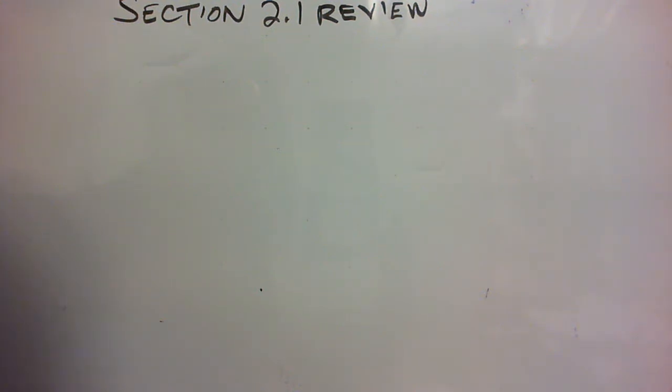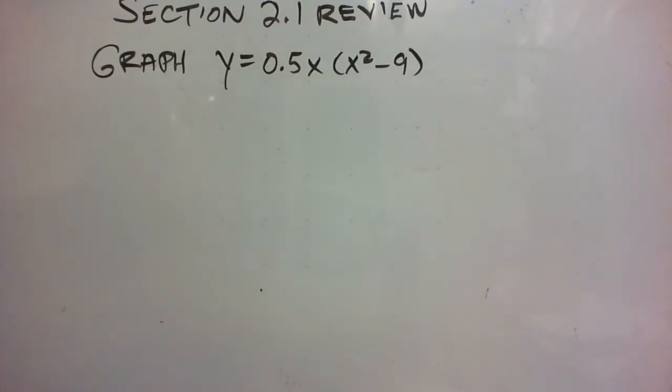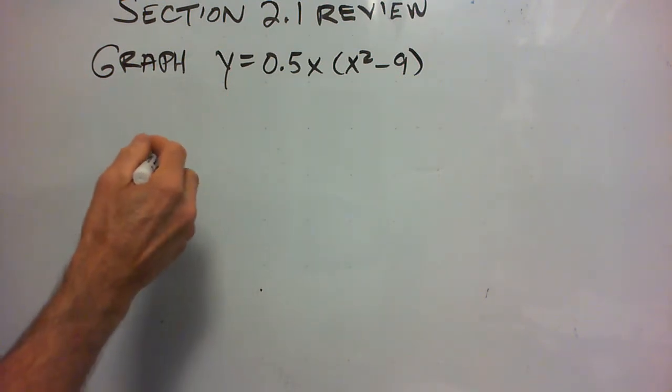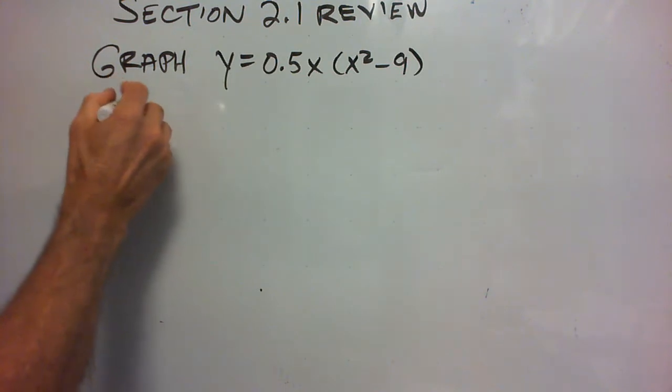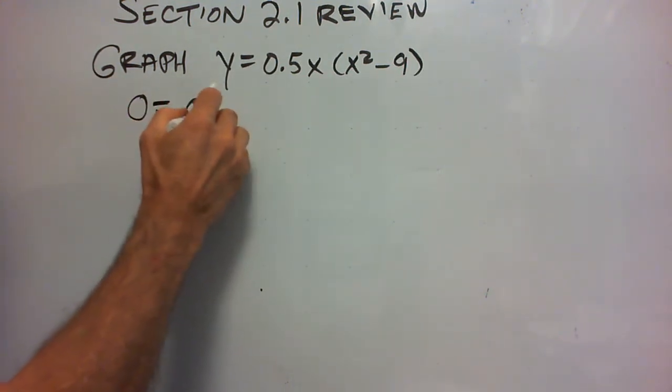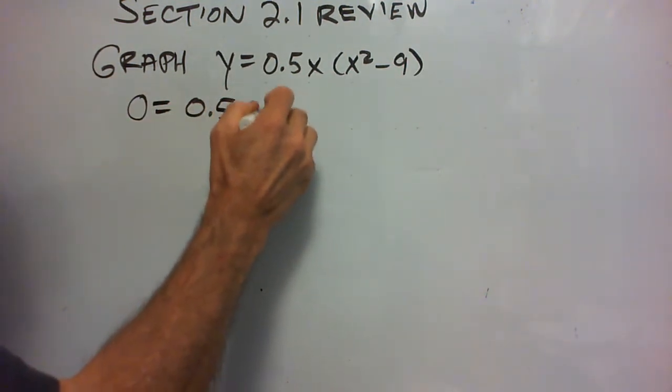Okay, here we go with some section 2.1 review problems. And using the procedure laid out like in the first homework problem of the section 2.1 homework, I say find all of the x intercepts. To find the x intercepts, we let y equals 0 and solve this equation.